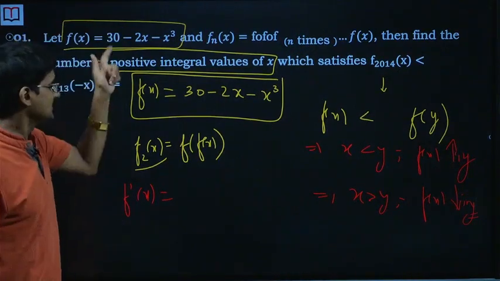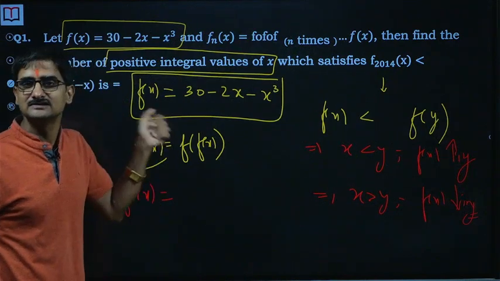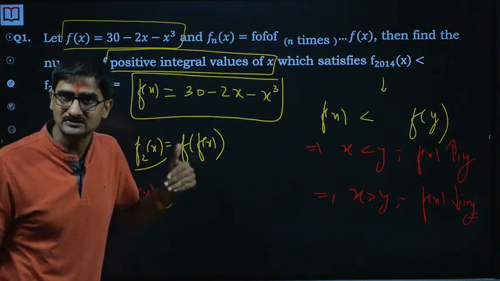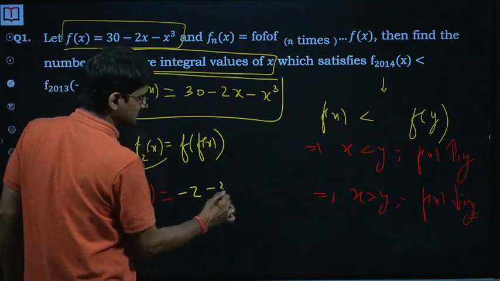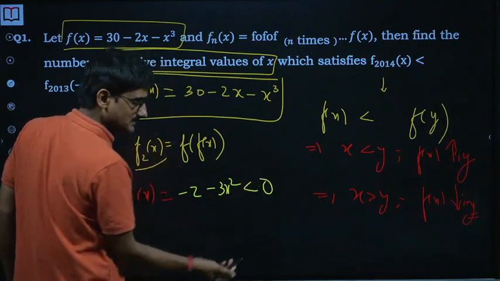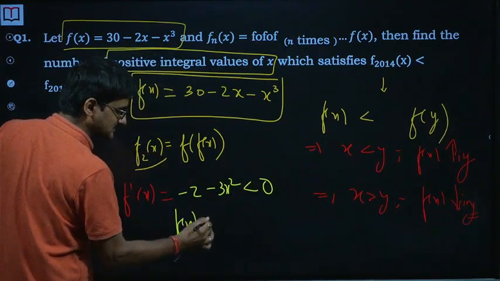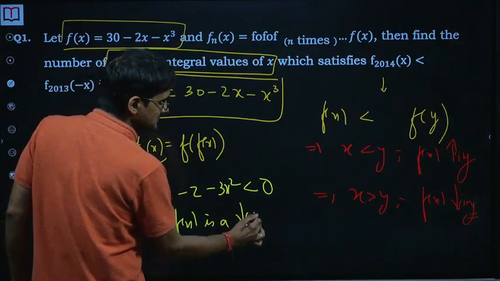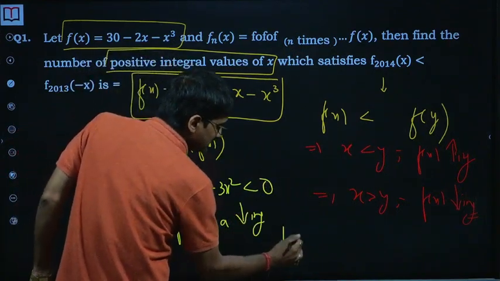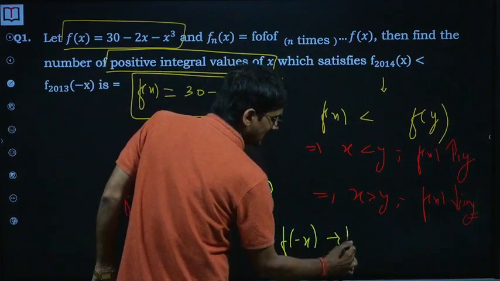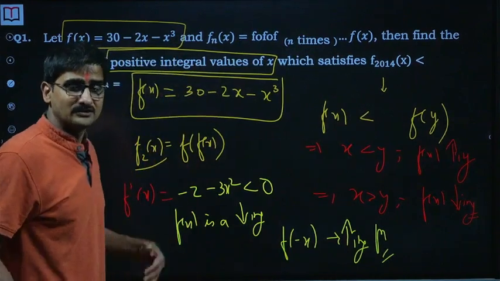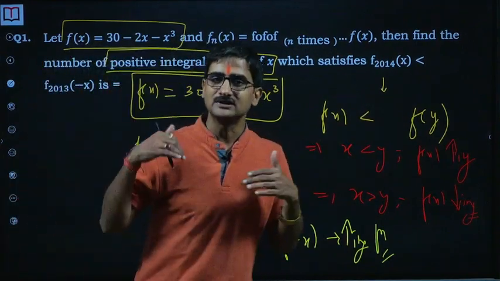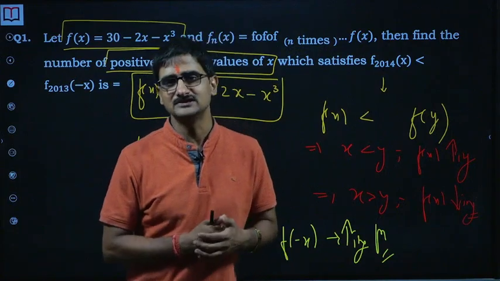I think you all would have got the idea how to initiate. I will go for f'(x) and check the increasing or decreasing behavior of this function. When you differentiate, you get -2 - 3x^2, which is of course always less than 0. So f(x) is a decreasing function. So f(-x) will be an increasing function. Why? Because -x is a decreasing function, so decreasing of decreasing is an increasing function.